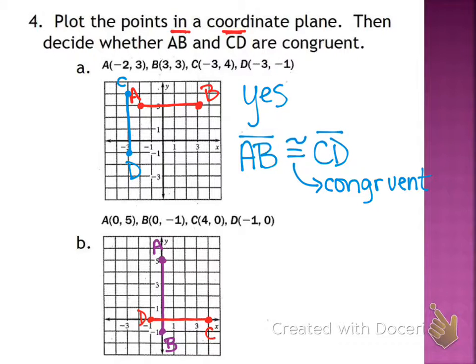And we have to decide, are they congruent or do they have the same length? In this case, the answer is no. Okay, we've got a length of 6 and a length of 5. Those are not the same length, so no, they are not congruent. That is the end of our lesson today.